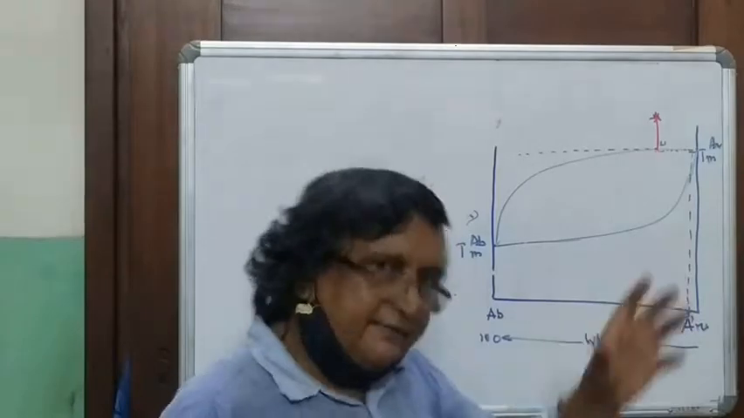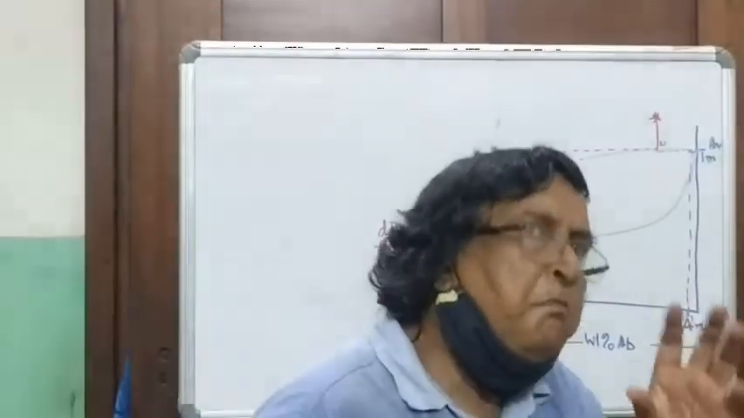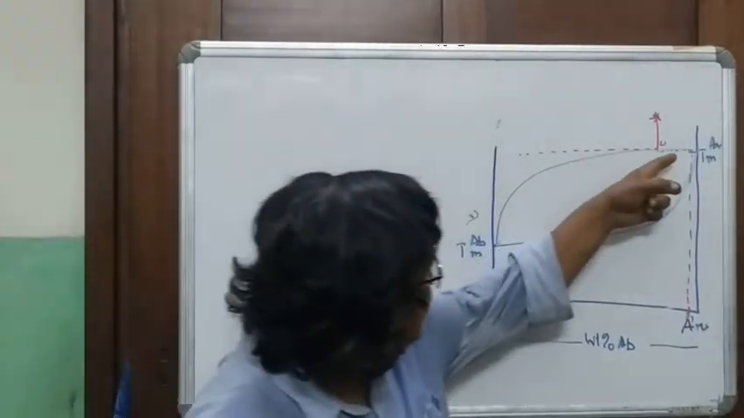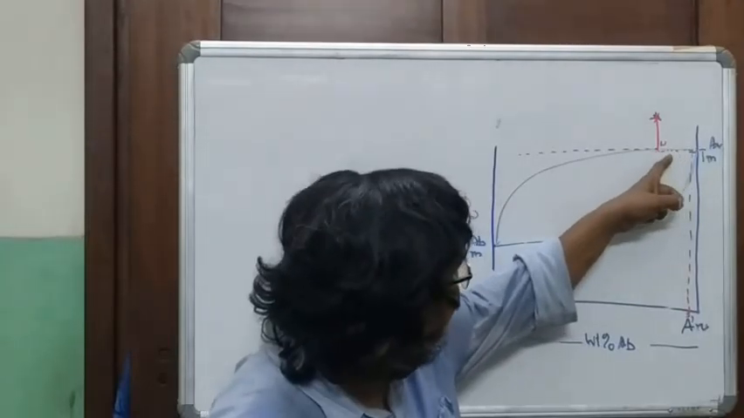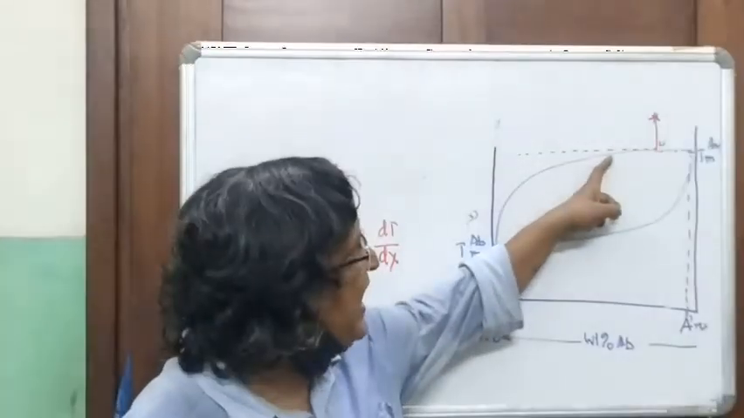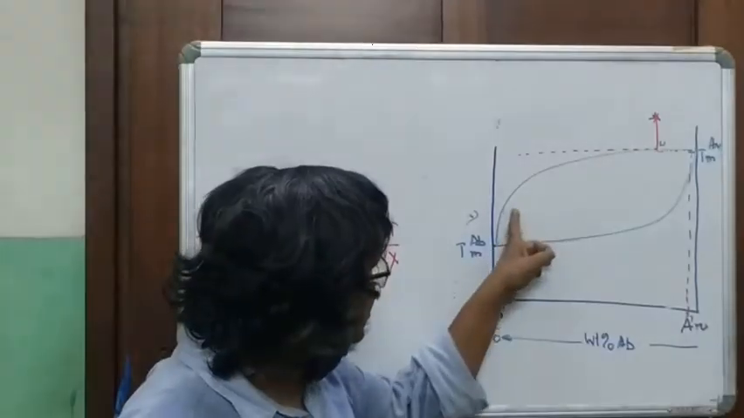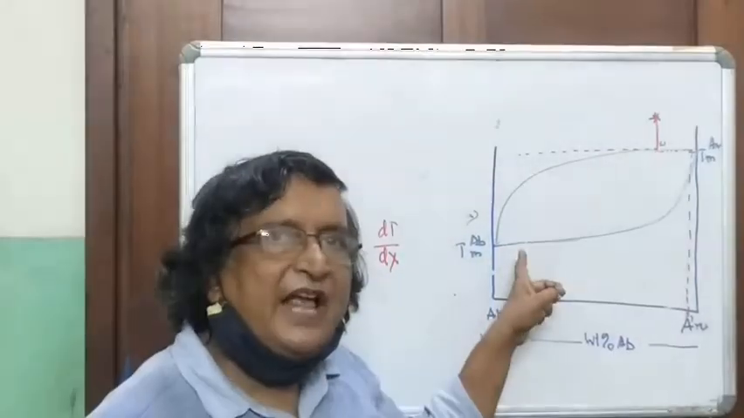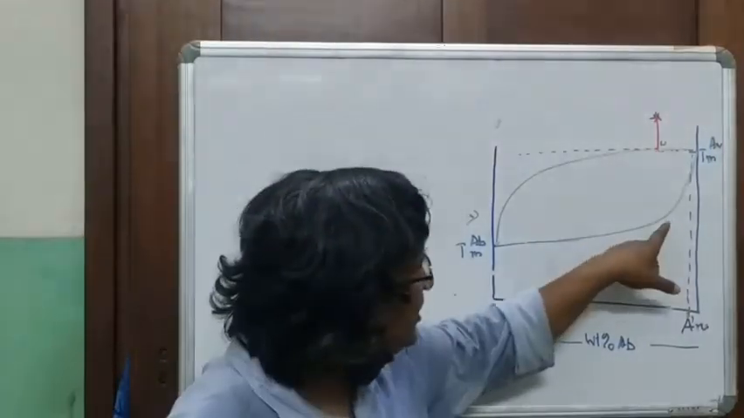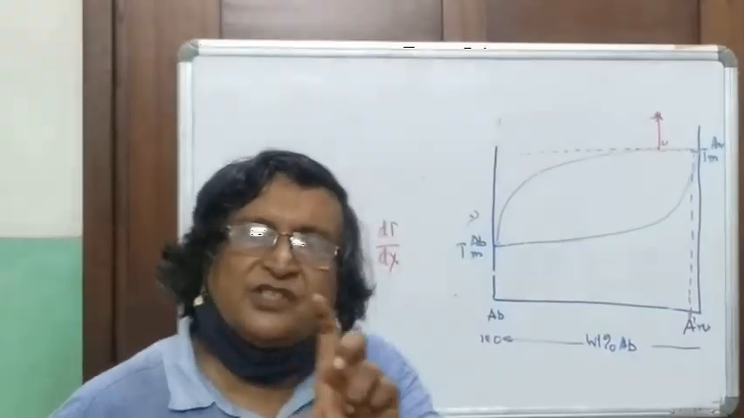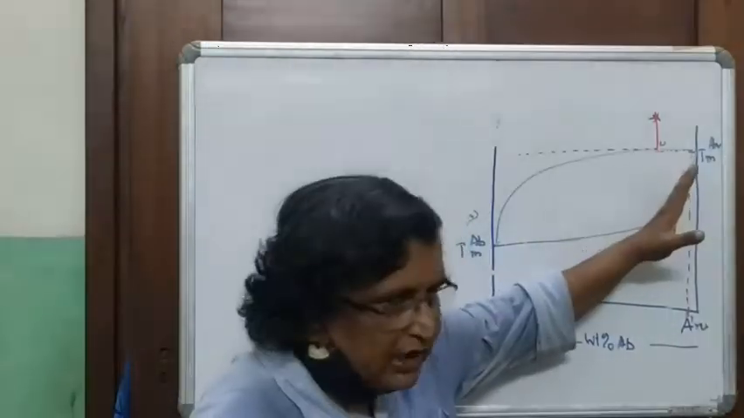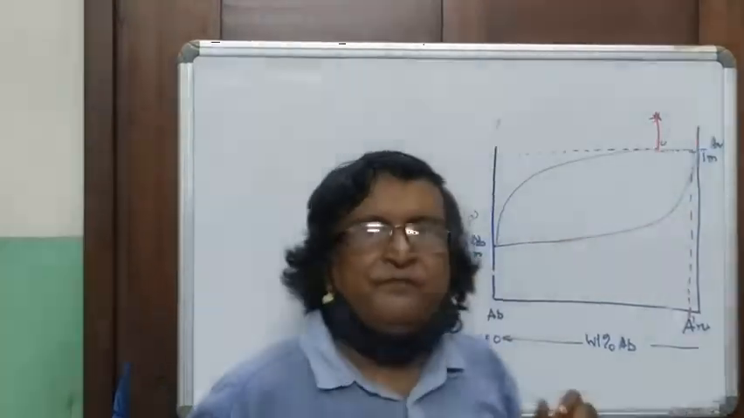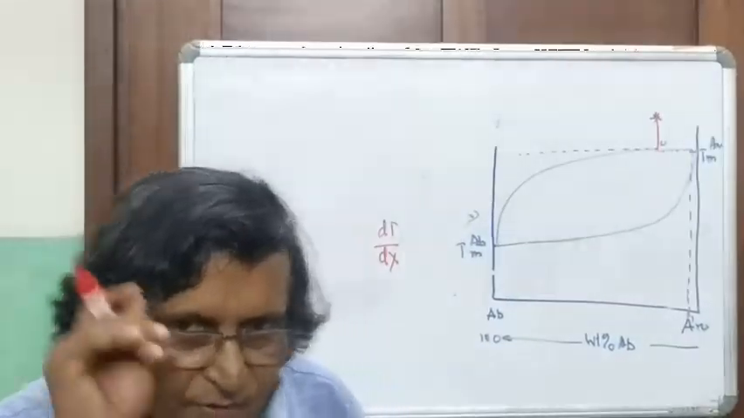So plagioclase gives you a peculiar type of binary diagram. In that binary diagram, the dT by dX slope of the liquidus is flat at the high temperature anorthite end and steep at the low temperature albite end. For the solidus, you have a converse relationship, with a steep dT by dX slope at the anorthite end and a gentle slope at the albite end. Now you see what happens.